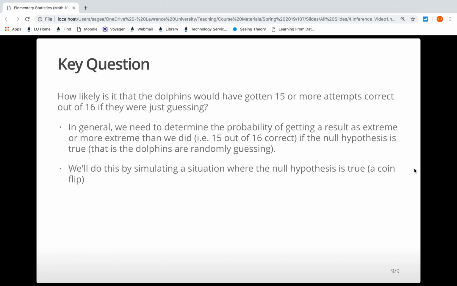We'll do this by simulating a situation where the null hypothesis is true. If Buzz is purely guessing and has a 50% chance of pressing the right button, we can simulate this by flipping a coin and letting heads represent pushing the right button and tails represent pushing the wrong button. In the second video, we'll perform this simulation and see what our results tell us about dolphin communication.